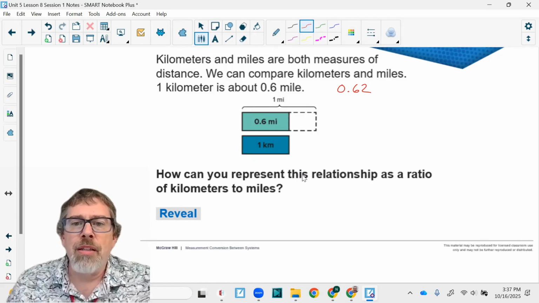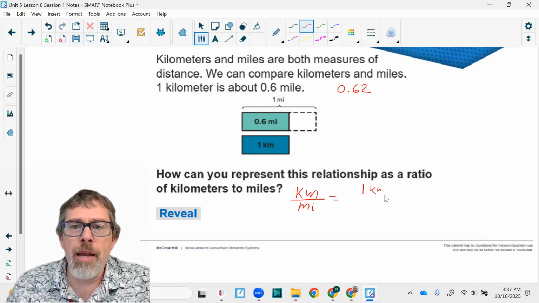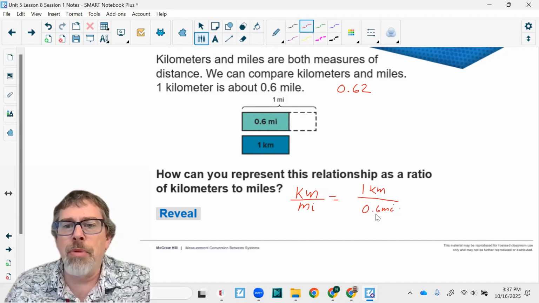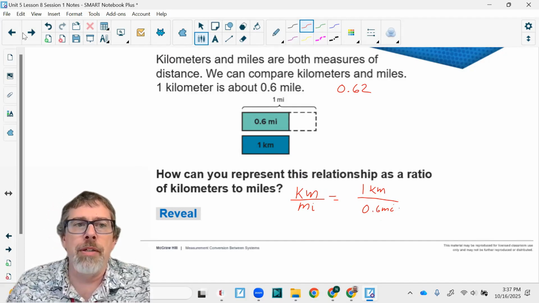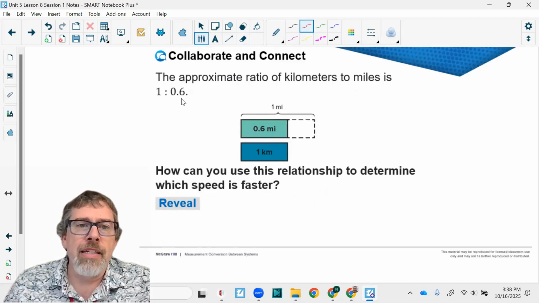It says, how can you represent this relationship as a ratio of kilometers to miles? Well, you just look here. Kilometers is 1, so it'd be 1 km to 0.6 mi. So there it is, kilometers to miles. 1 kilometer is 0.6 miles approximately. So it's 1 to 0.6. I did it as a fraction. You can also write it with a colon.